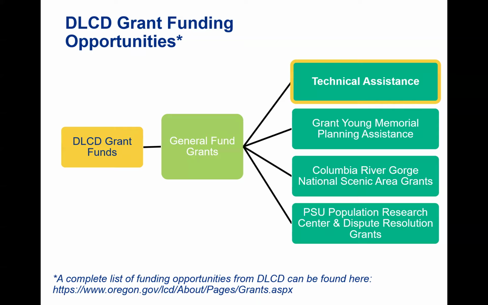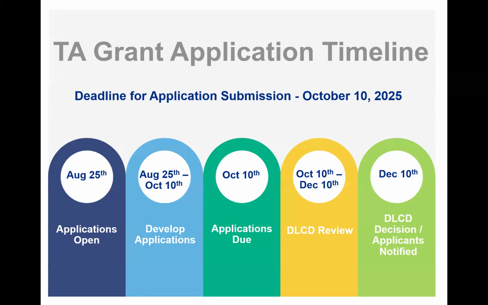Go to the next slide, please. Our timeline, as I said, this is a biennial program, which means that these grants are for the period from July 1st, 2025 to June 30th, 2027, when the biennium ends, and the next biennium, which will be funded by a new appropriation from the 2027 legislature, would go forward. We opened the applications for local governments and other eligible parties to submit on August 25th.